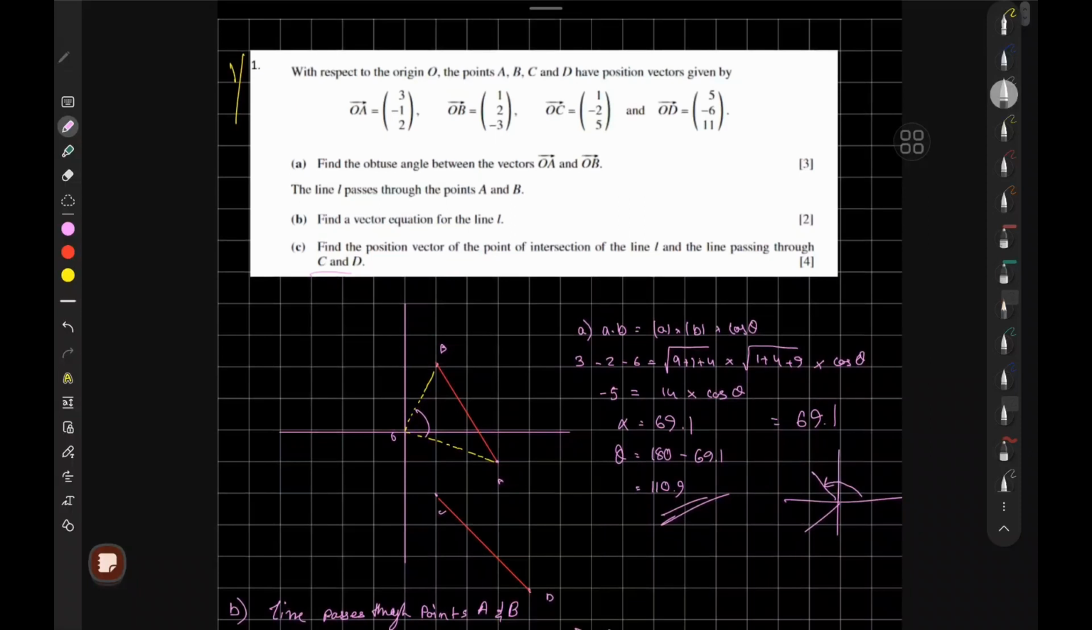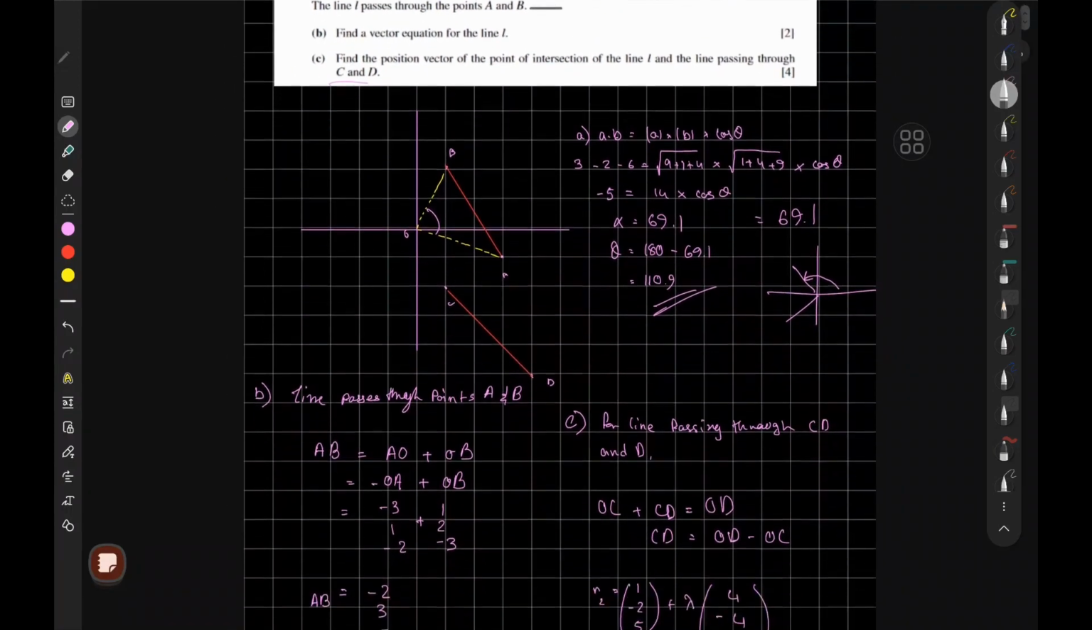What are they saying next? The line L passes through points A and B. This red line is passing through A and B. What are they saying next? Find a vector equation for the line L. They're asking you to find the vector equation for the line L.